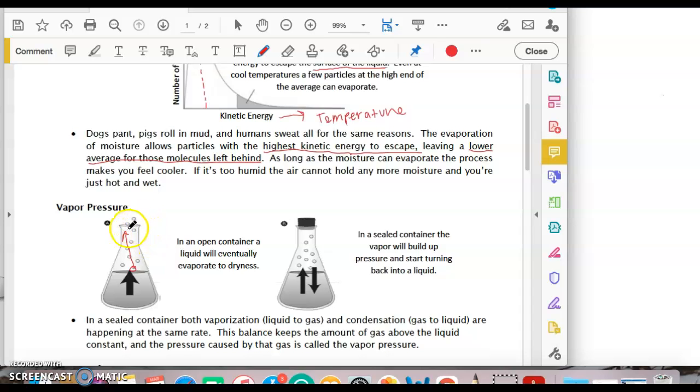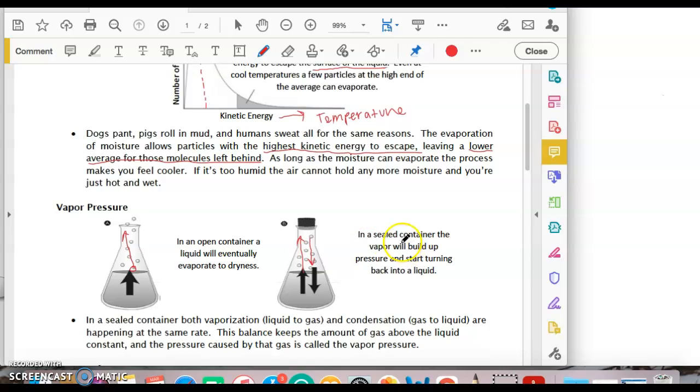And since it is open here, eventually our molecules are going to evaporate all the way off to dryness. So if we left this out long enough without a lid or a cap on it, eventually our water or liquid level would go down. And if we decided to put a cap or a lid on it, like we see in the diagram on the right, then our molecules don't have anywhere to go. So we have molecules that are evaporating off, but since they can't leave the system, they'll just condense back down. Condense meaning that they will just turn back into a liquid.